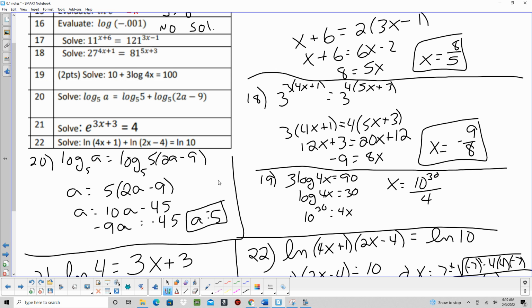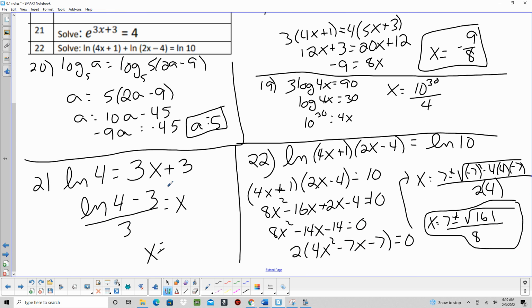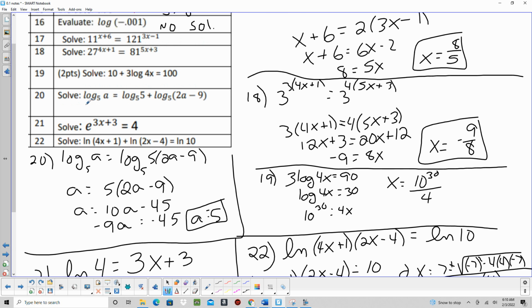All right, on 20, what I did on 20 is, it's right there. I put the logs together because there's a plus sign. I can condense those, and that's 5 times 2a minus 9. Well, then I have a log set equal to a log. That means whatever the argument is has to be set equal to each other. And I got a equals 5.